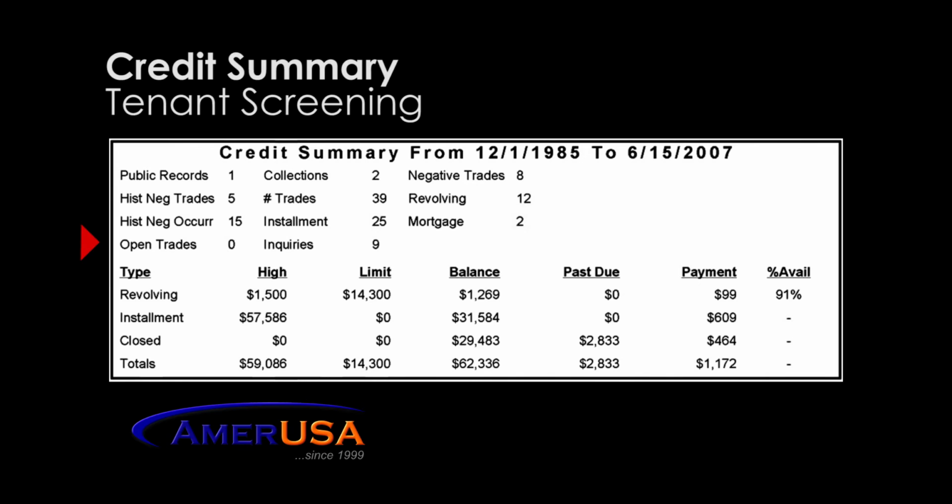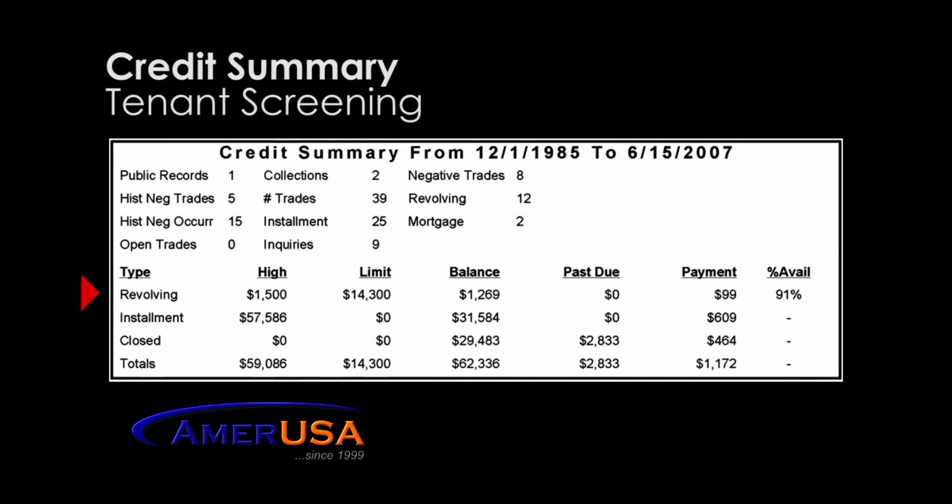Now we're going to divert our attention to the bottom half of the credit summary, starting with revolving. The first column is high. This stands for the highest amount of credit ever used by the applicant on the revolving accounts. This shows us $1,500. This would be versus the $14,300 shown under the limit column, which shows how much credit was available. So despite the fact there was $14,300 available in spending, the applicant only used $1,500.